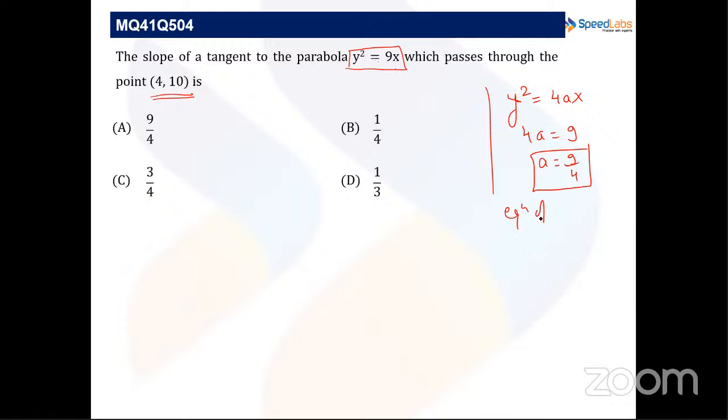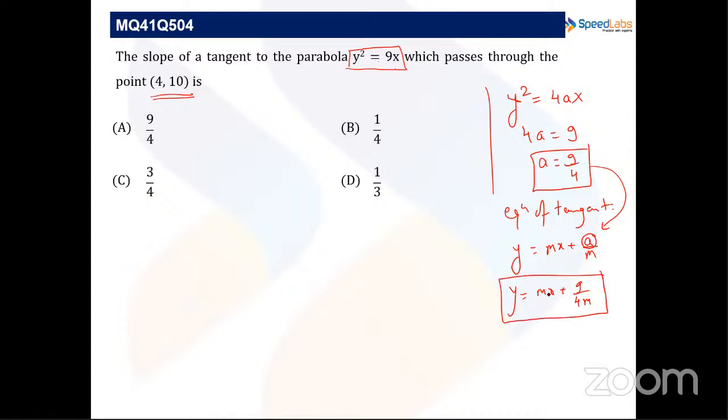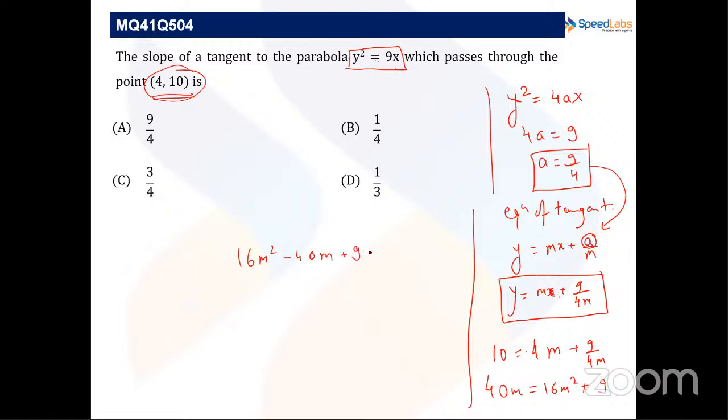Now the equation of tangent is given by y equals mx plus a by m. Now the value of a is 9 by 4, so y equals mx plus 9 upon 4m. It is also given that this tangent passes through the point (4, 10), so the point (4, 10) will satisfy the equation of tangent, so we get 10 equals 4m plus 9 upon 4m. Solving it, you will get 40m equals 16m squared plus 9. So we have a quadratic equation in m, that is 16m squared minus 40m plus 9 equals 0.